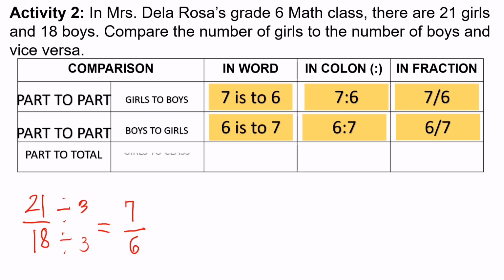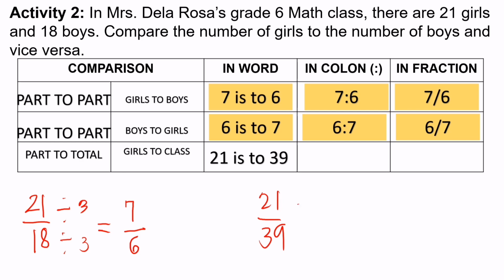Next is part to total. So, gawin natin is girls to class. Ibig sabihin, total number of pupils ni Mrs. De La Rosa. And in word, it is 21 is to 39. So, as you can see, 21 and 39 has a GCF. So, ibig sabihin, i-lo-lowest term din natin si 21 is to 39. So, 21 over 39. So, ano ba ang GCF ni 21 at ni 39?